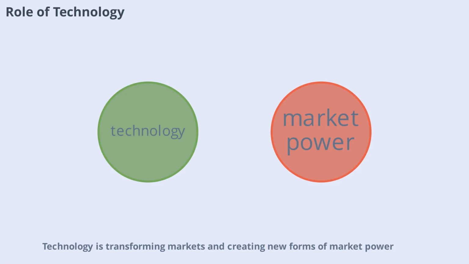Technology is transforming markets and creating new forms of market power. Digital platforms, artificial intelligence, and big data are changing how firms compete and how regulators enforce antitrust laws. Staying ahead of technological change is a major challenge for policymakers.